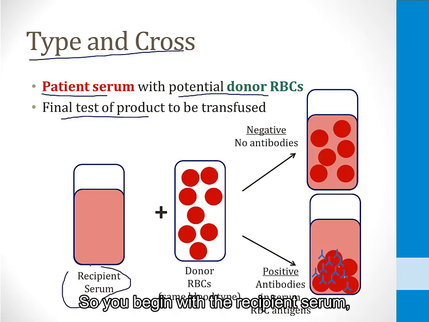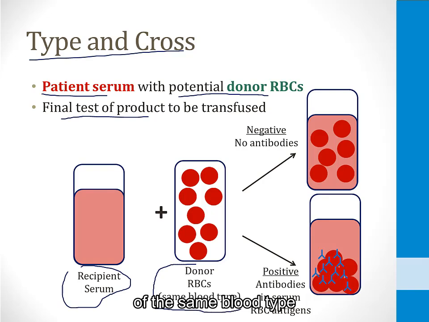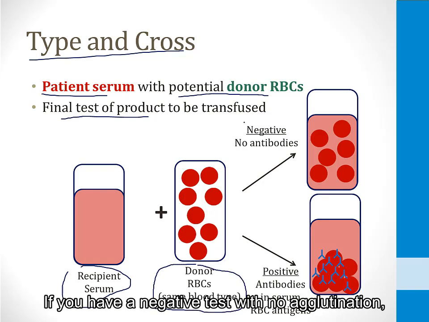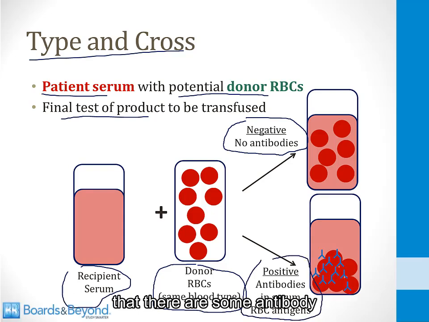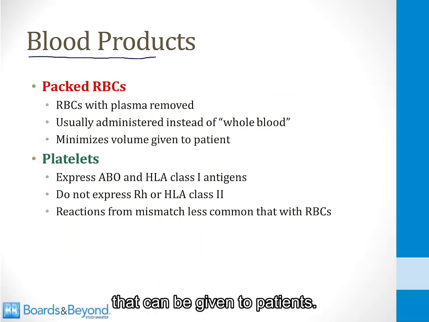So you begin with the recipient's serum, you take donor red blood cells of the same blood type that you're planning to transfuse. If you have a negative test with no agglutination, that indicates there is no problem mixing blood from this donor with that recipient. A positive test indicates that there is some antibody in the recipient's serum that does not like the donor red blood cells. Let's talk about some of the blood products that can be given to patients.